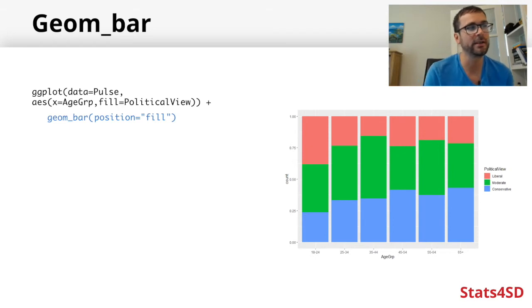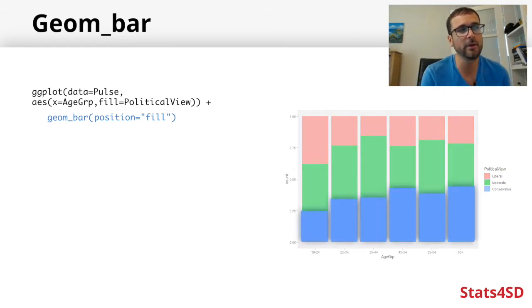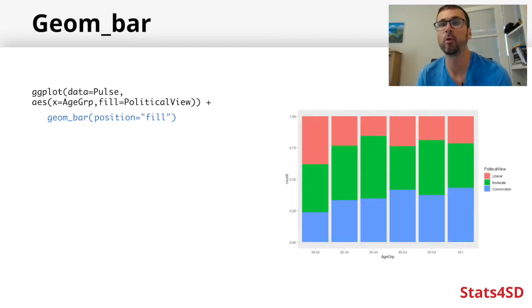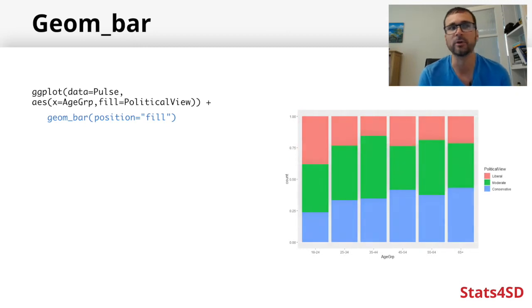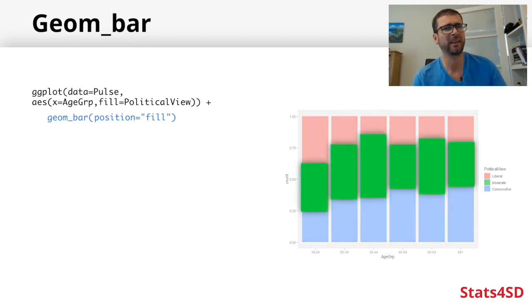So we can see here, going along, the proportion of conservatives is slowly increasing as we increase our age group from about a quarter in our youngest age group up to about a third in our oldest age group. And we've got almost a mirror effect for liberals, starting with about a third for our youngest age group, going down to about a quarter by our oldest age group, and the moderates is staying about the same all the way through.